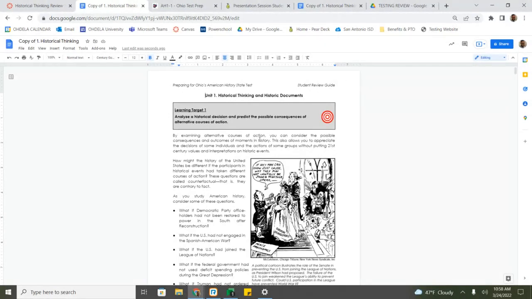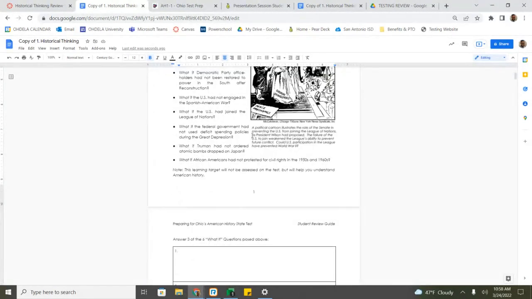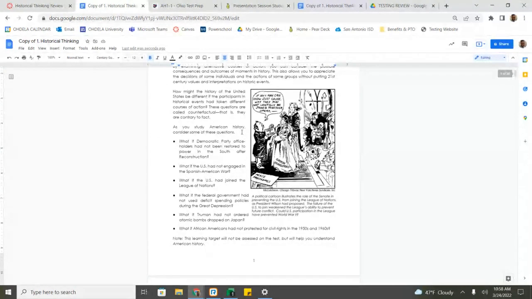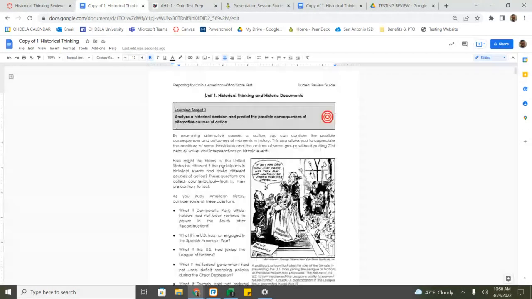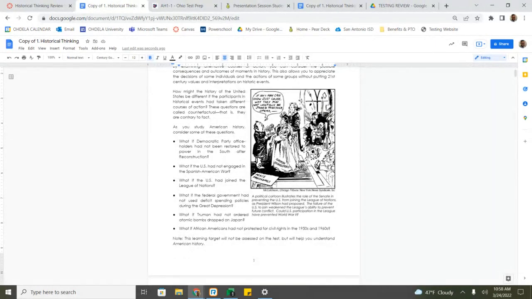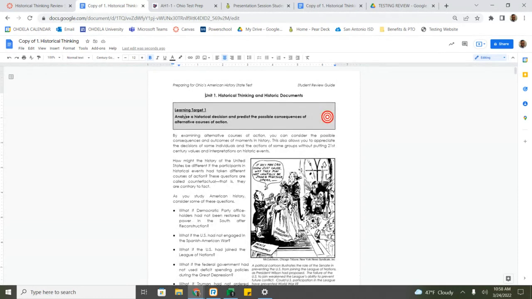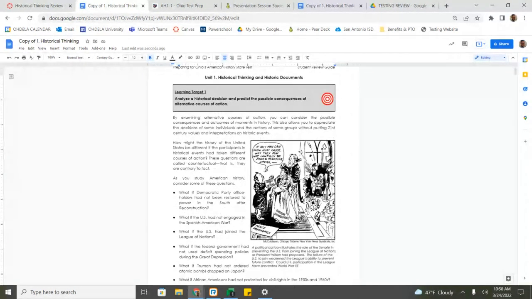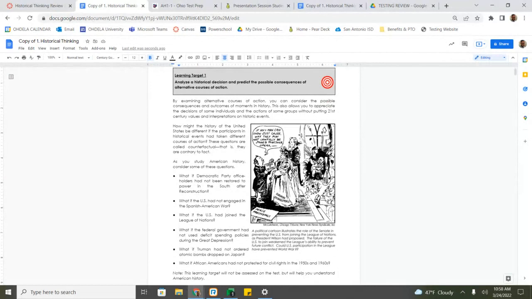Yes, Bonita. But the questions aren't too difficult, which is why I went ahead and assigned this one. What I like about this is it breaks it down into the learning targets. Learning target 1: analyze historical decisions and predict the possible consequences of an alternative course of action. So you look at this picture and you come up with basically alternative history. You're guessing, what do you think would happen?